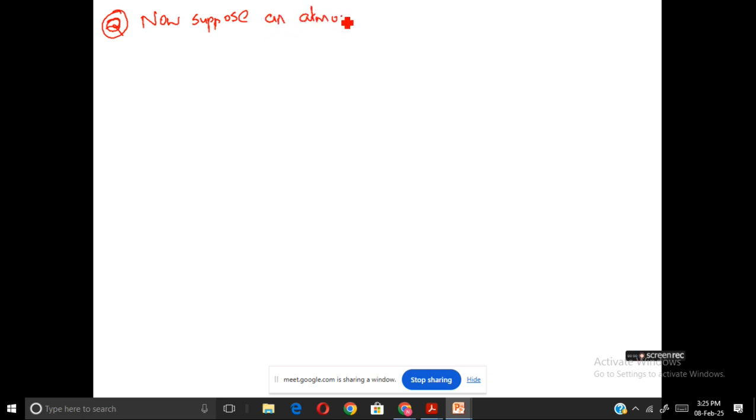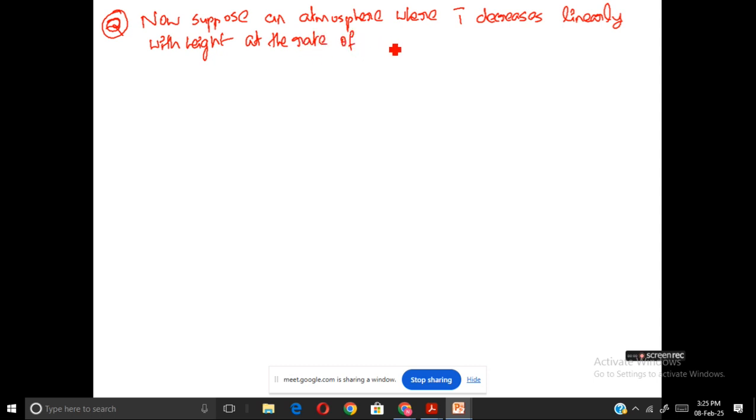Now suppose there is an atmosphere where temperature decreases linearly with height. Now we are considering the temperature is decreasing linearly with height at the rate of 6.5 Kelvin per kilometer.